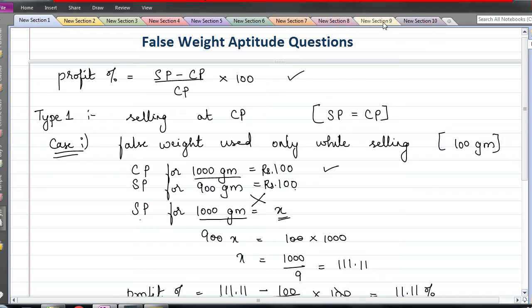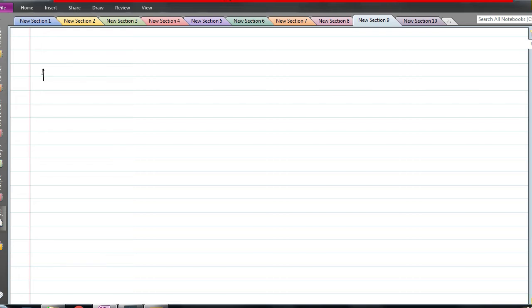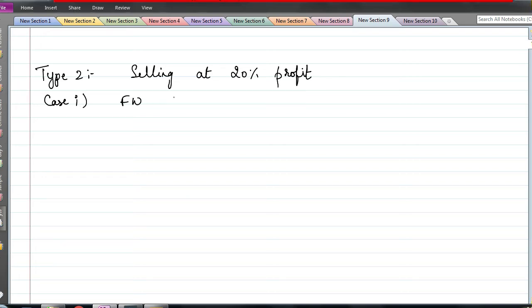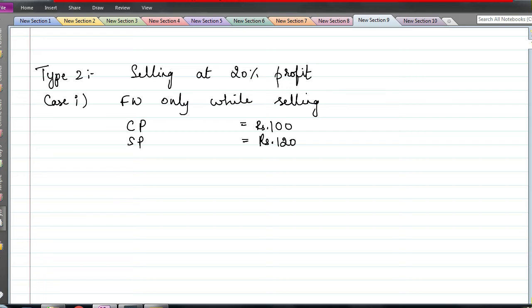Now, what is the next type of question? Selling at some profit. Now, the shopkeeper says that he sells at 20% profit. So, case 1, the same case we will use: false weight only while selling. If you have observed so far, you will know how to write it now. We will first write cost price and selling price. Cost price, let us take it as 100 rupees. Selling price is 120 rupees because he says that he sells at 20% profit.